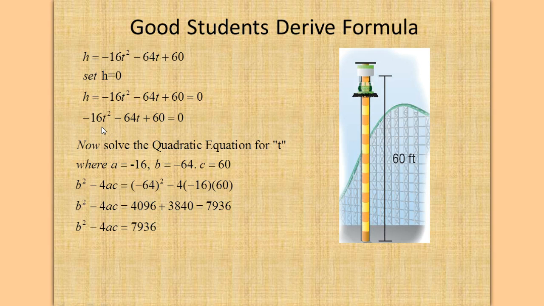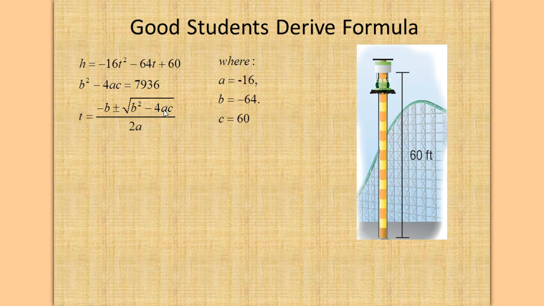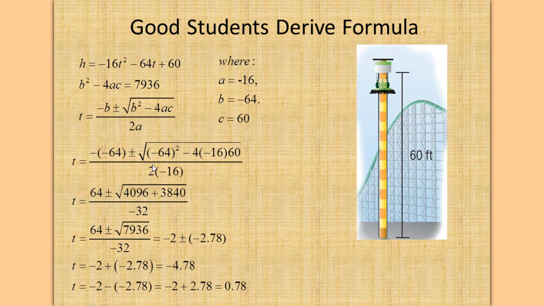So what we do is we have A equals minus 16, B equals minus 64, and C equals 60. And then we take our discriminant, we plug in our numbers, and we did all of the calculations. We come up with our discriminant equals 7936. So we have 64 plus or minus the square root of 7936 divided by minus 32.